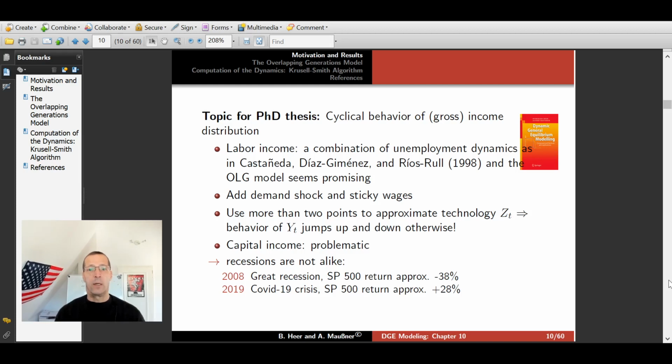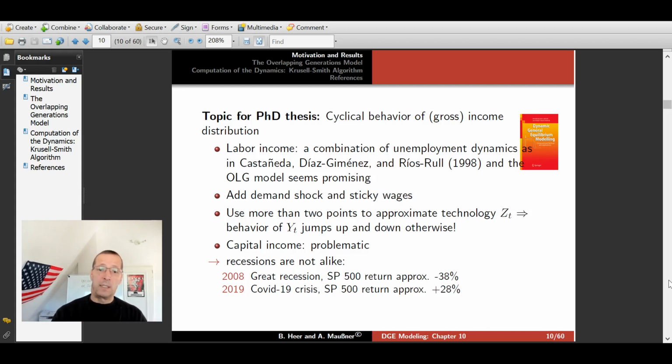And you may also add some elements that improve the lead-lag structure in our correlates here, in our second moments. For example, sticky wages and demand shocks, which may help to explain business cycle dynamics to a larger extent. So this would be a topic for a PhD. Combine overlapping generations model elements with the elements of unemployment, add something like a demand shock, sticky wages, and try to replicate the cyclical behavior of the income shares.